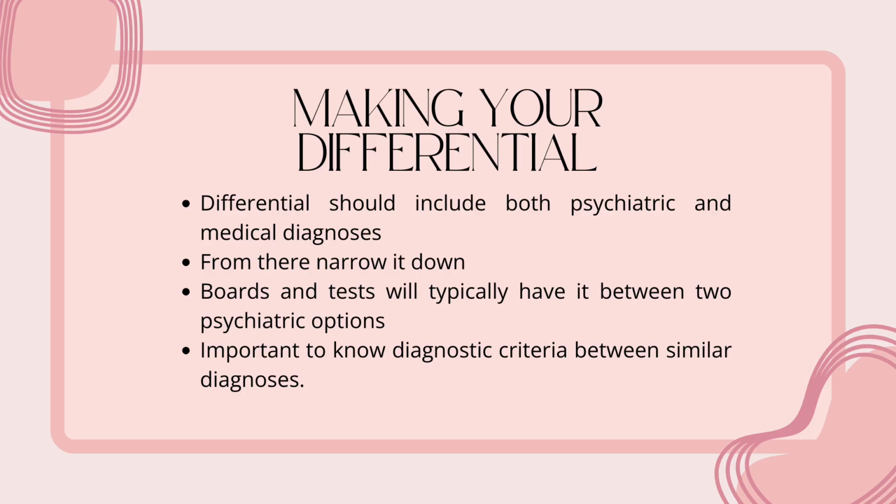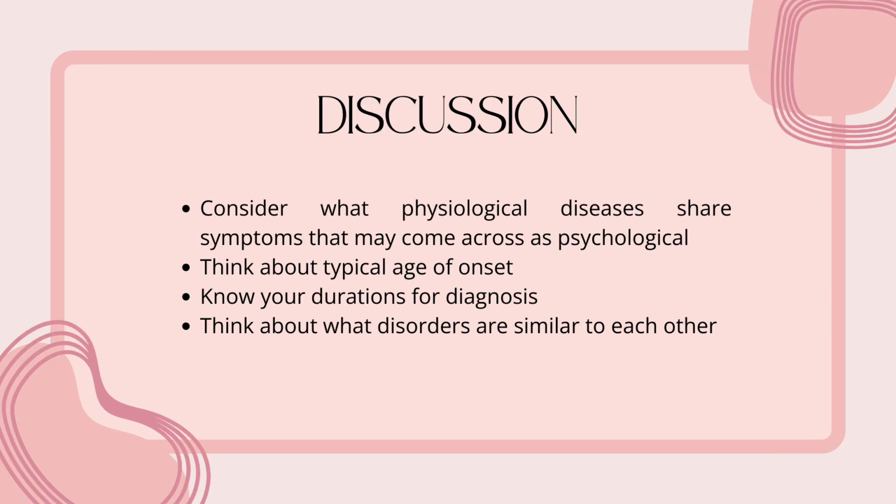So for differential diagnosis, make sure you're considering both psychiatric and medical diagnoses. From there, narrow it down. For boards and tests during school, they'll typically have it between 2 psychiatric options. So it's important to know the diagnostic criteria between similar diagnoses. So consider what physiological diseases share symptoms that may come across as psychological. So that anxiety, that could be hyperthyroidism. That depression, that could be hypothyroidism.